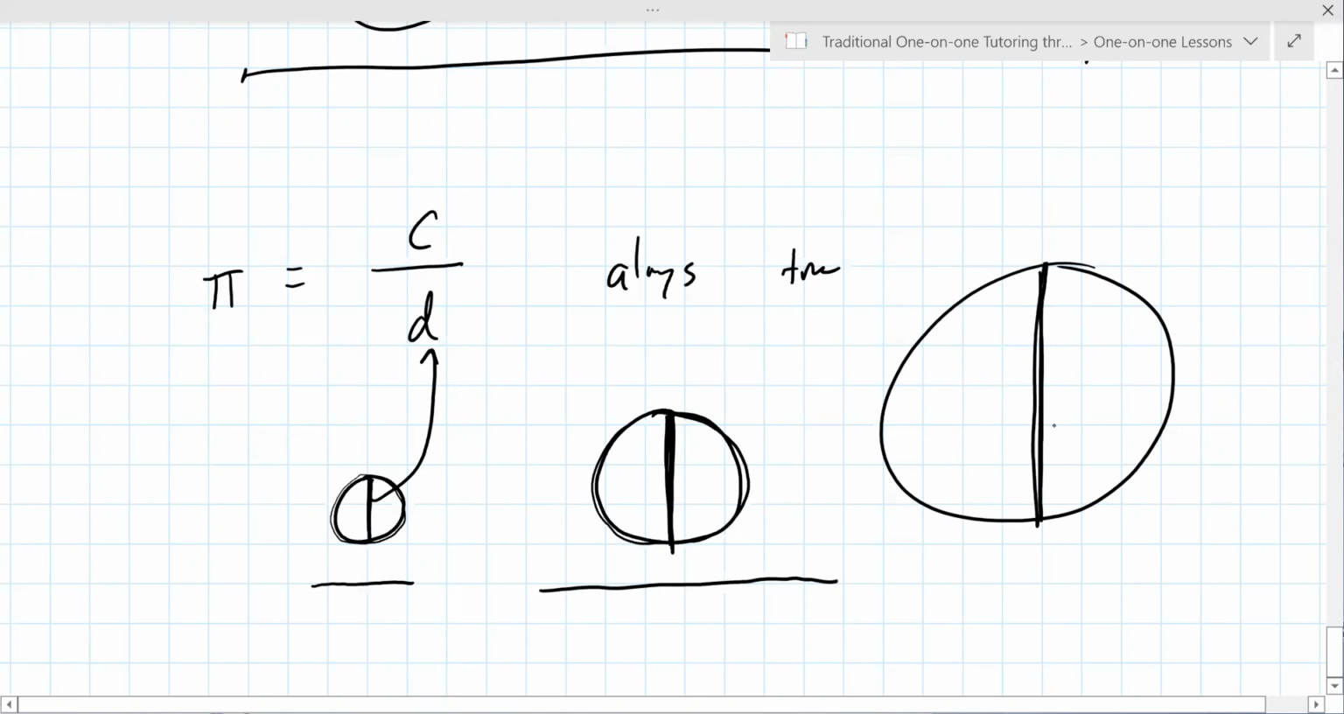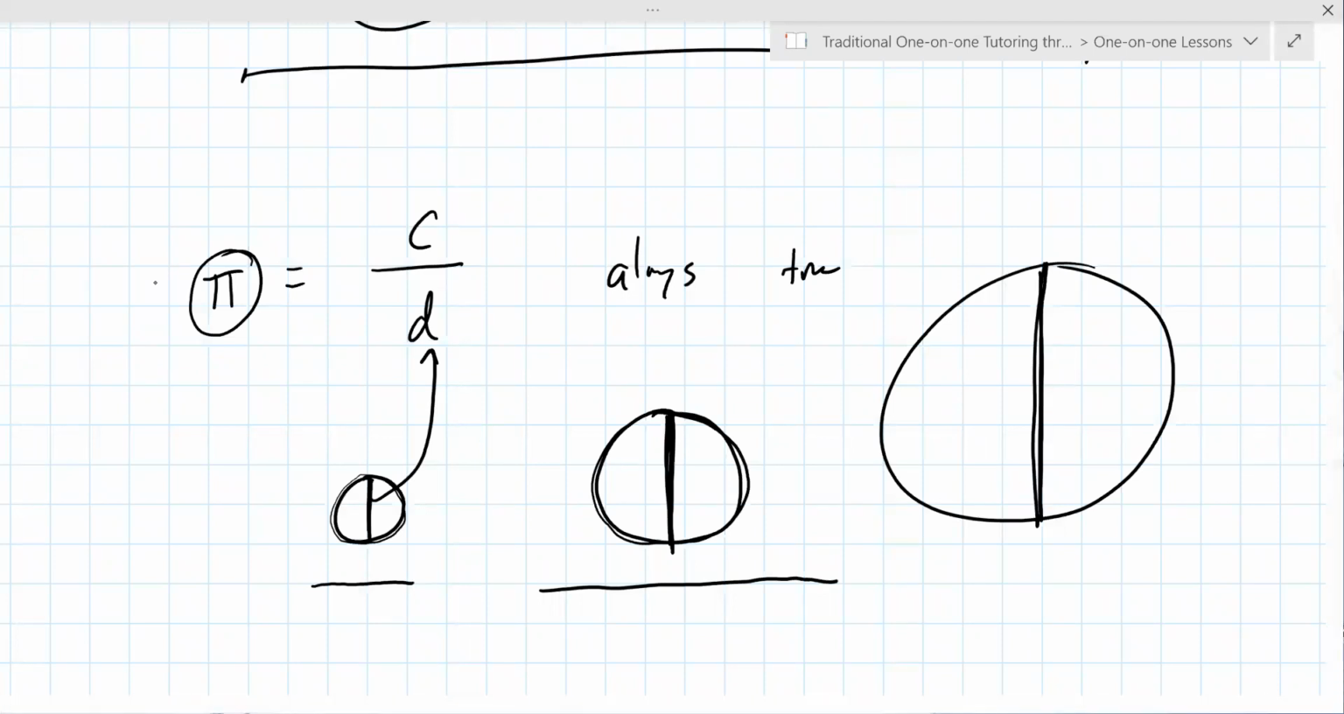This was a frustrating problem to solve. This ratio is always the same, but we didn't know what to call it. So we call it pi. This is not the first time in math that you may come across something where we don't know what to call it, so we give it a name.